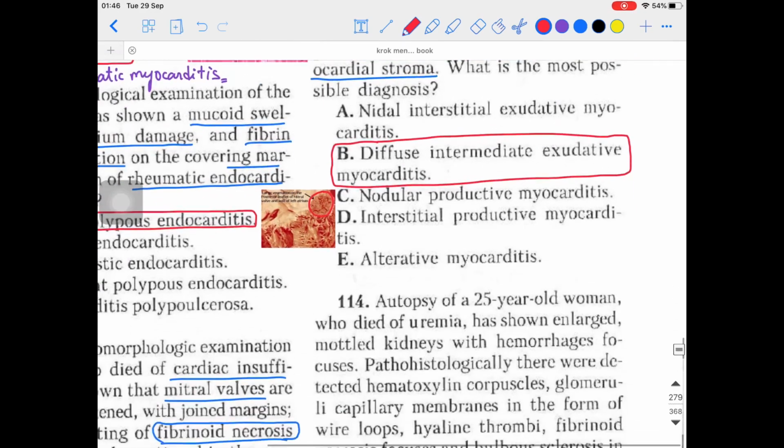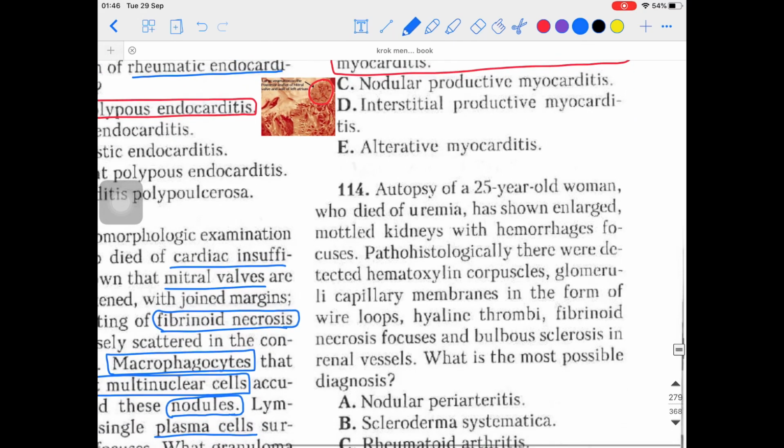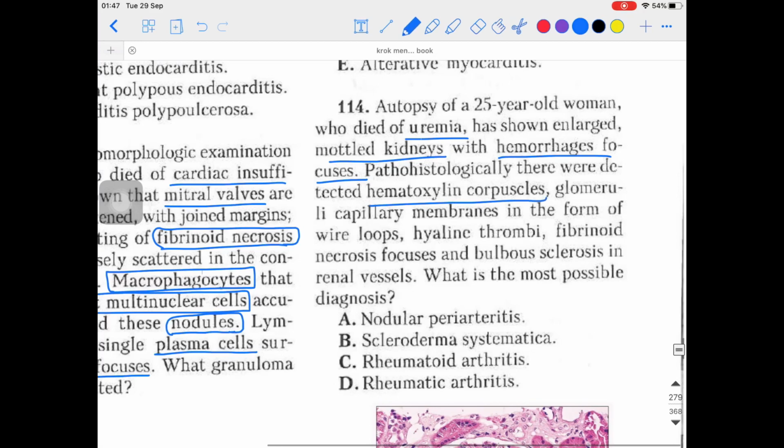Okay, moving on to the next one, question number 114. Autopsy of a 25-year-old woman who died of uremia has shown enlarged mottled kidneys with hemorrhages. Microscopically, they detected hematoxylin corpuscles, and glomerular capillary membranes in the form of wire loops.